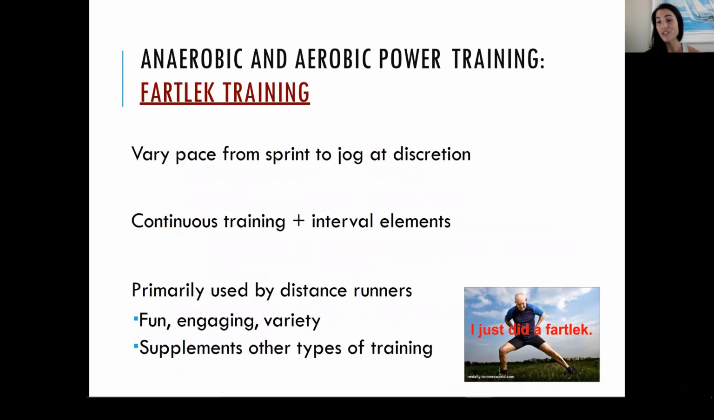Basically all it is, you do continuous work plus some intervals in between. Okay, and they need to be true sprints. For many distance runners, this is a nice break in their traditional long endurance runs. It adds variety and is very engaging, and it's a nice supplement for long distance runners.